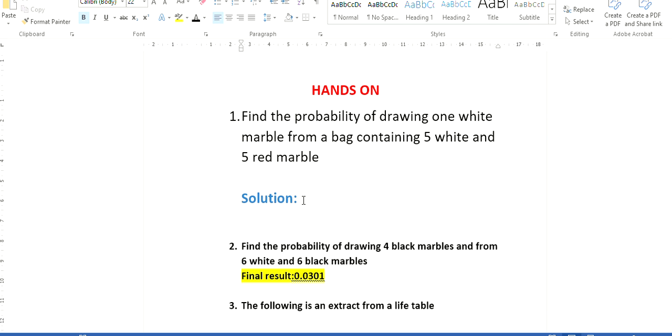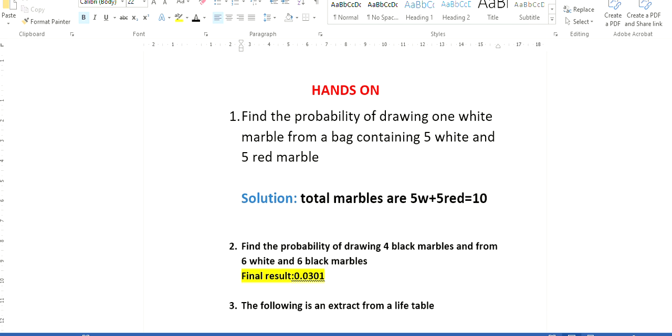First you have to calculate the total. You have to write this in the exam. Total marbles: we have 5 white marbles plus 5 red marbles, so the total becomes 10, right? So we have 10 marbles.